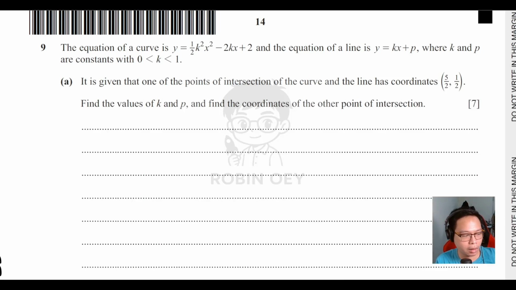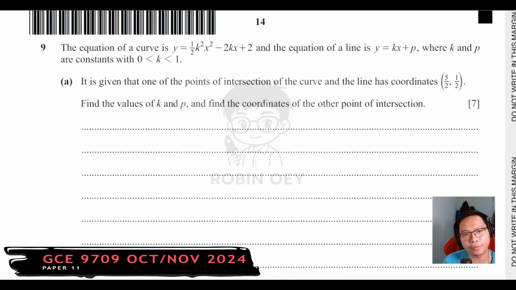Okay, number 9, the equation of a curve is y equals to this. Then the equation of line is y equals to kx plus p, where k and p are constant with k is in between 0 to 1. It is given that one of the point is this. We take note of this. This is very important. And find the values of k and p and find the coordinates of the other points of intersection. Okay.